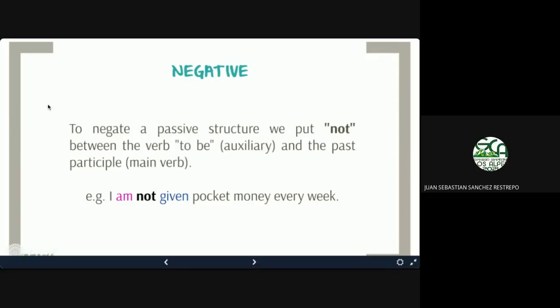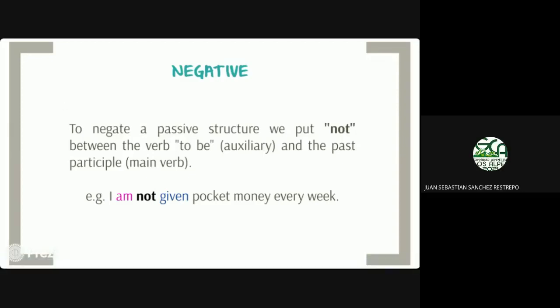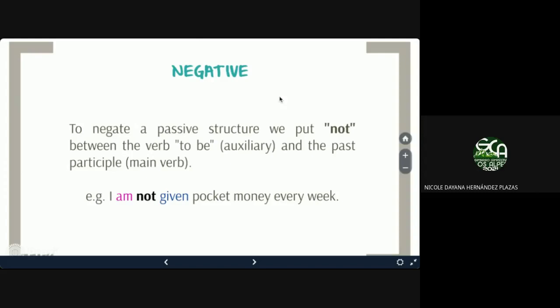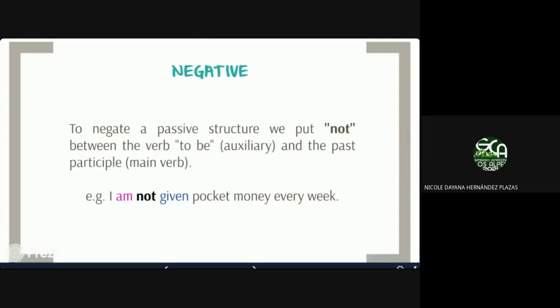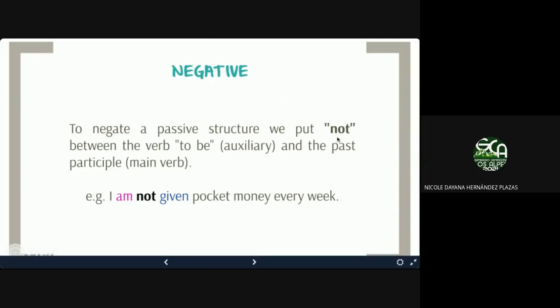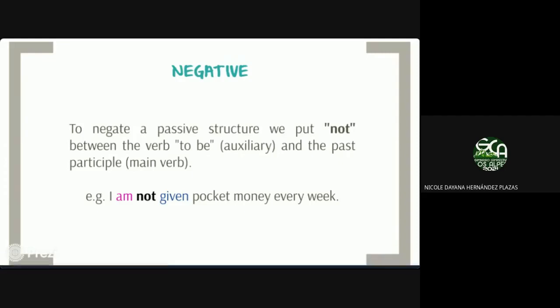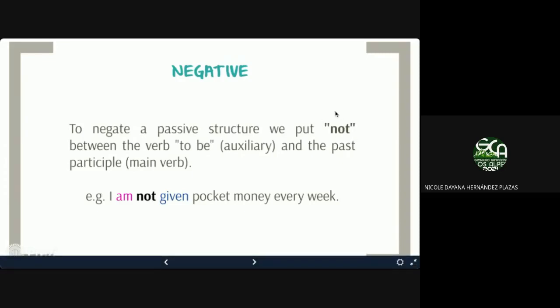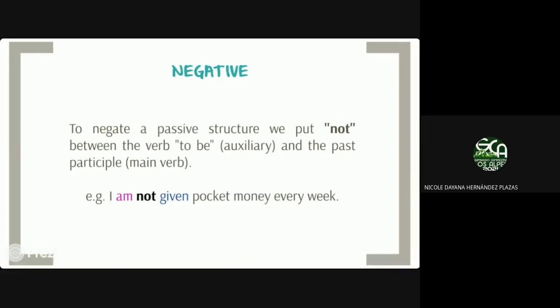Okay, teacher. Negative. To negate a passive structure, we put not between the verb to be auxiliary and the past participle, main verb. Example, I am not given pocket money every week. Thank you, darling. So look at this, guys. When you want to make the negative, the only thing you have to do is to put not, or to put in negative the verb to be you are using. So you are going to put it between verb to be and the verb in participle.